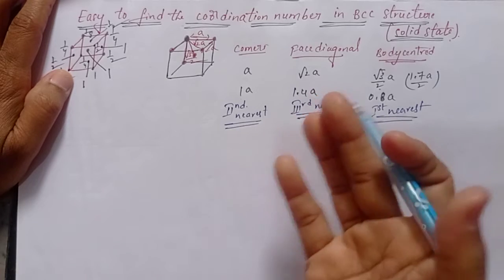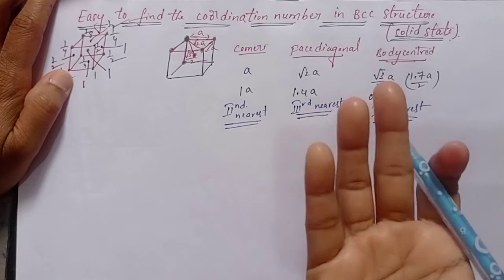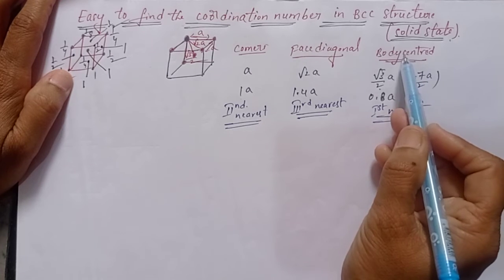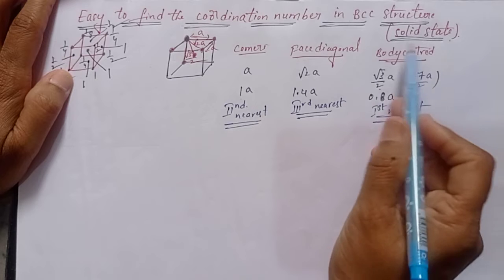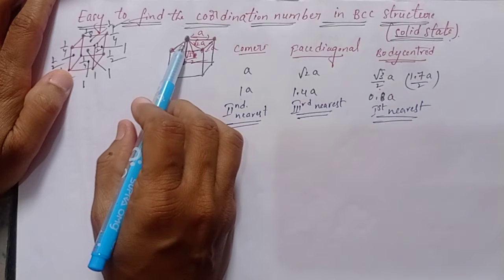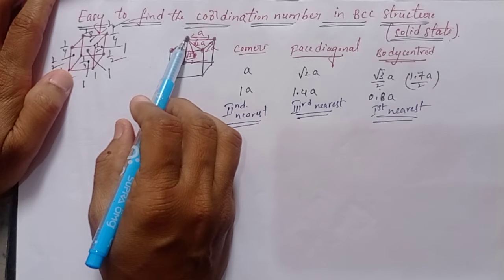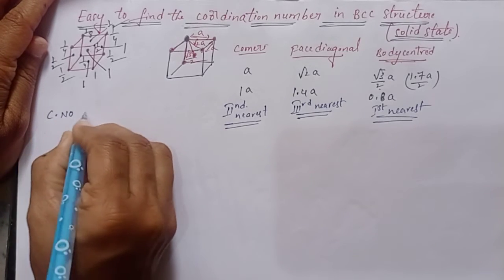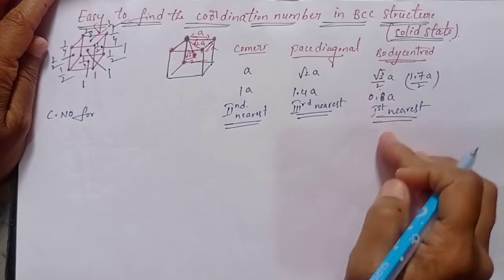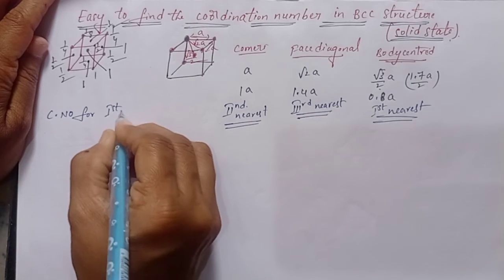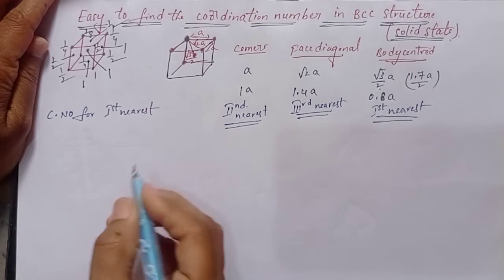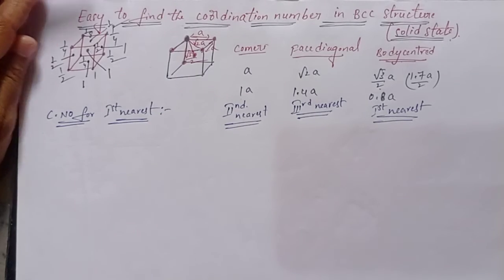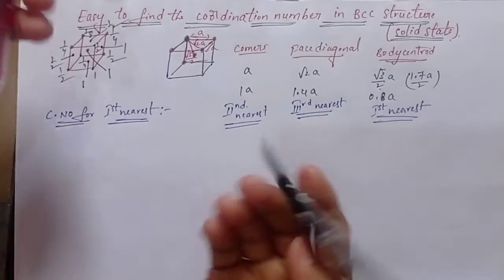What is the coordination number? It is the total number of nearest neighboring atoms. So the nearest neighboring atoms are body center particles. We are going to calculate how many body centered particles are very nearest to the considered corner particle. So first I am calculating the coordination number for first nearest.